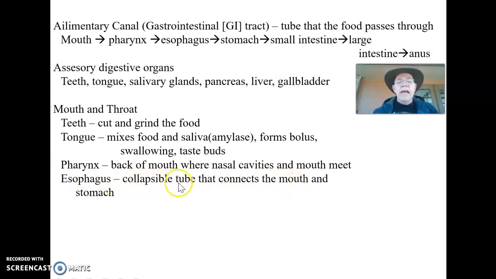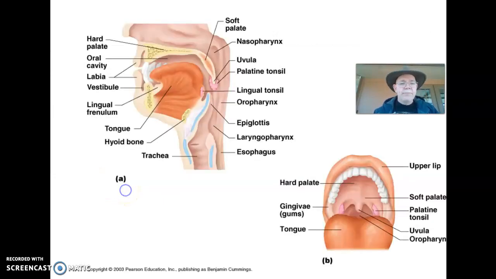Now, keep in mind, the esophagus is a collapsible tube that does not stay open all the time. Your esophagus doesn't need to be open because, unlike your glottis and trachea, which go to your lungs and have to stay open all the time, your esophagus is a very soft, collapsible tube made out of tissue.